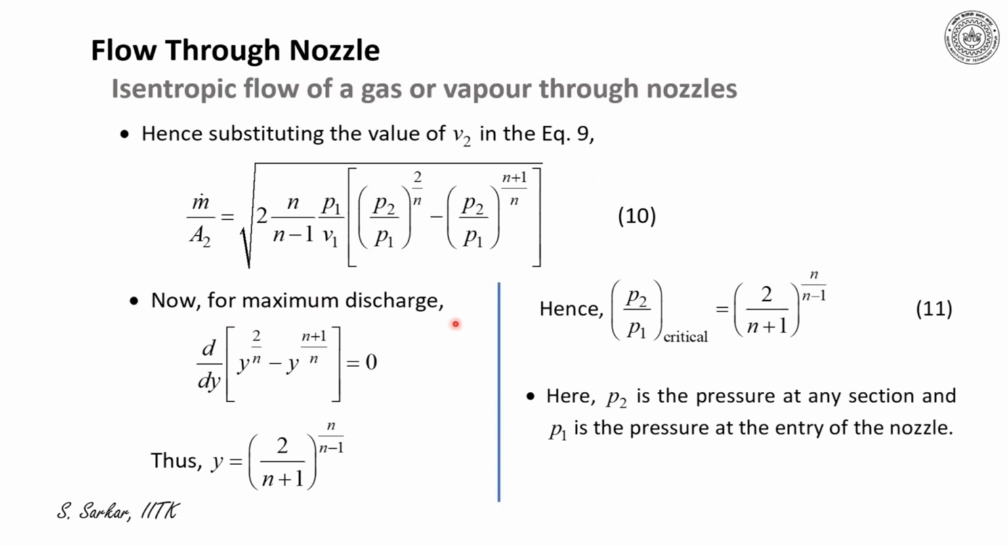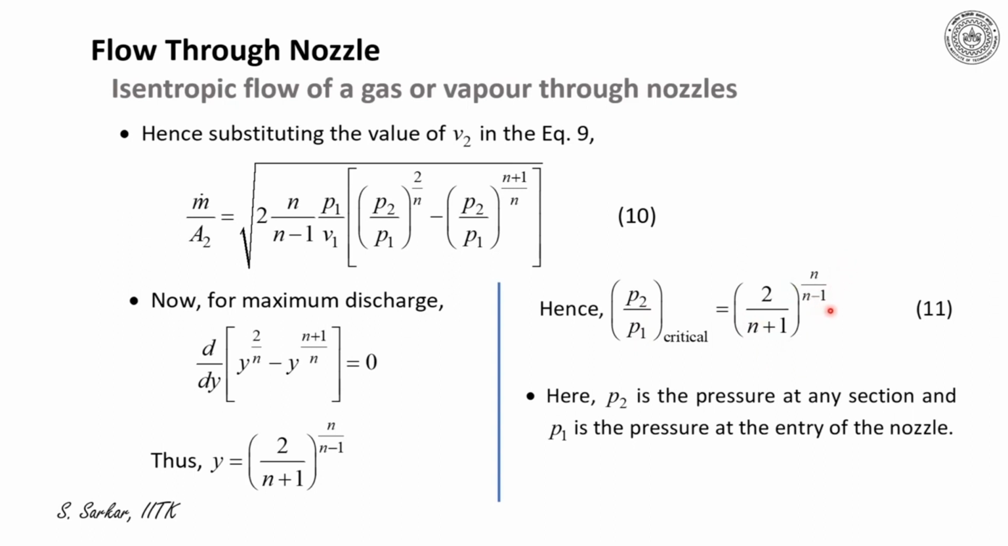Now, for the maximum discharge, I can write d by dy of the bracket y to the power 2 by n minus y to the power n plus 1 by n is equal to 0, which gives y is equal to 2 divided by n plus 1 to the power n divided by n minus 1. Thus, the critical pressure ratio for which discharge would be maximum is given by P2 by P1 critical is equal to 2 divided by n plus 1 to the power n by n minus 1.